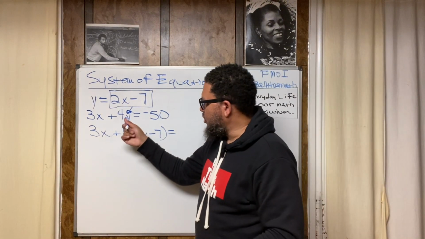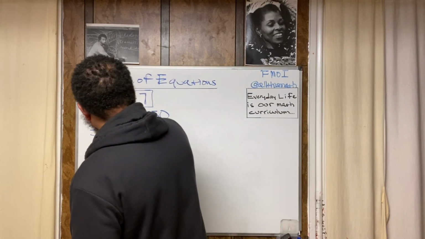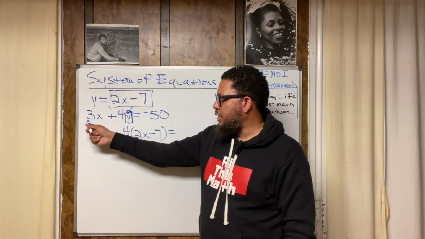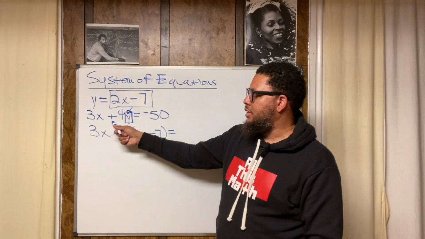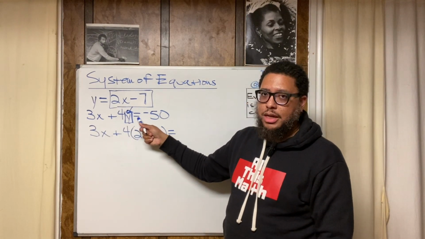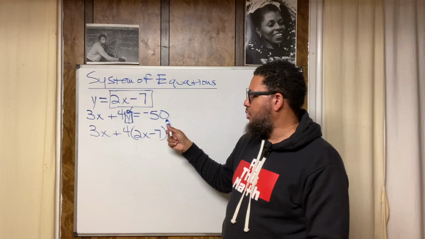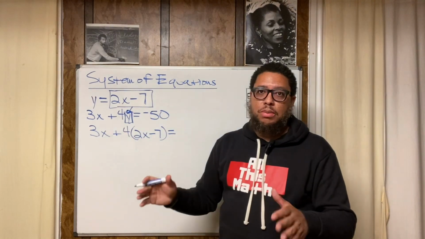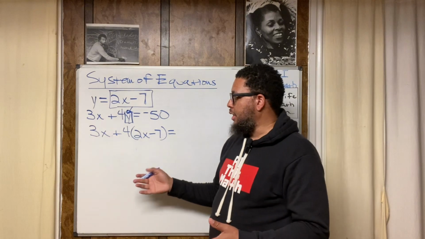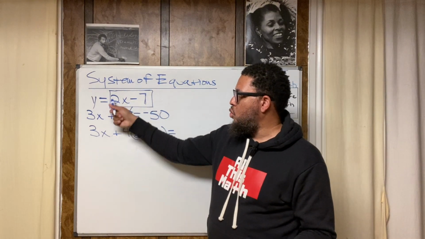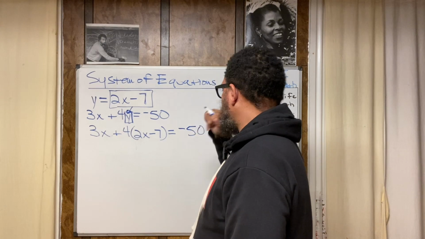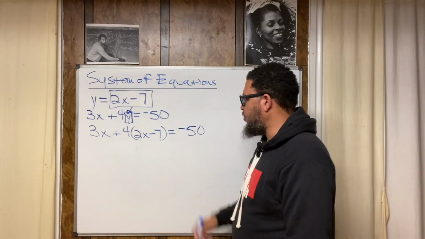So the only thing we're substituting is this y, right? This y is getting substituted. The 3 is still there. The x is still there. The plus sign is still there. The 4 is still there. The equal sign is still there. The negative sign is still there. The 50 is still there, right? See, 3x plus 4 times, make sure you put the parentheses, because that indicates that you're multiplying 4 by this whole expression. So then what we got is equal to negative 50.